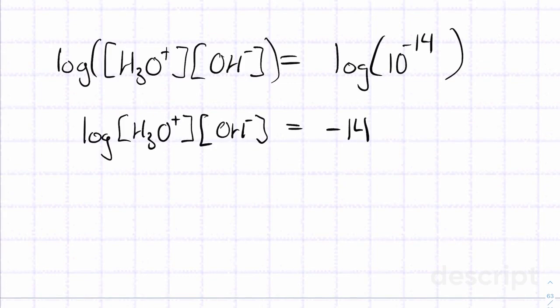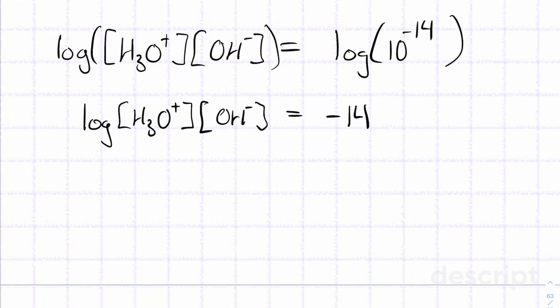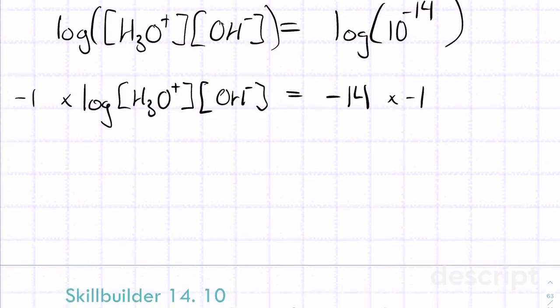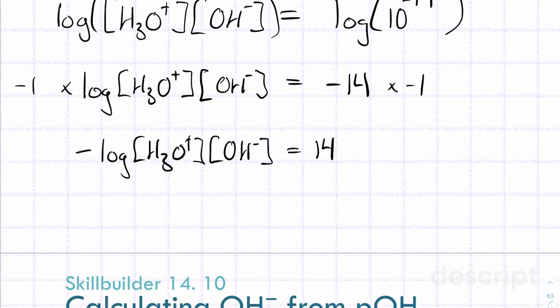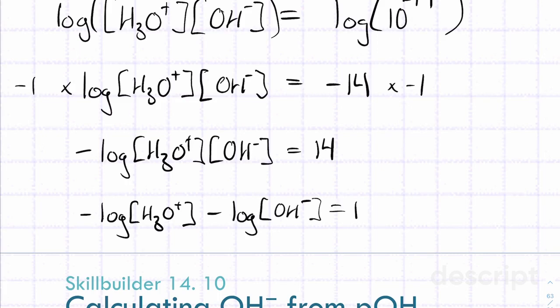And then I'm going to take that negative and distribute it over to the other side, or multiply both sides by a negative 1 to move that negative over. So now it's the negative log of H3O plus times OH minus equals 14. There's another fun property of logs: if two things inside the log are being multiplied together, that's the same as the log of one plus the log of the other, but that negative gets distributed. So it's going to be minus the log of OH minus equals 14.